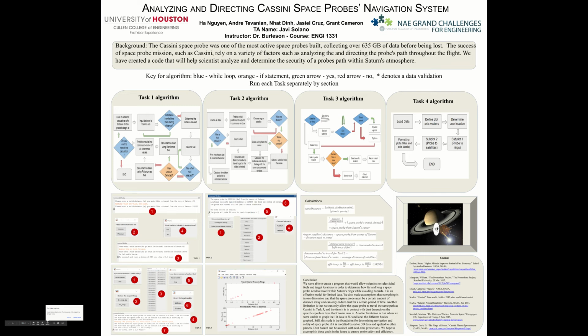Another limitation is that we only allow the space probe to travel the same path as Cassini in Task 3, and the time it was in contact with dust depends on the specific epoch or time that Cassini was in. Another limitation is that we were unable to graph the 1D data that we had into 3D and label the different bodies graphed. Still, this code is the foundation for determining navigation and safety of a space probe if it is modified based on 3D data and applied to other planets.